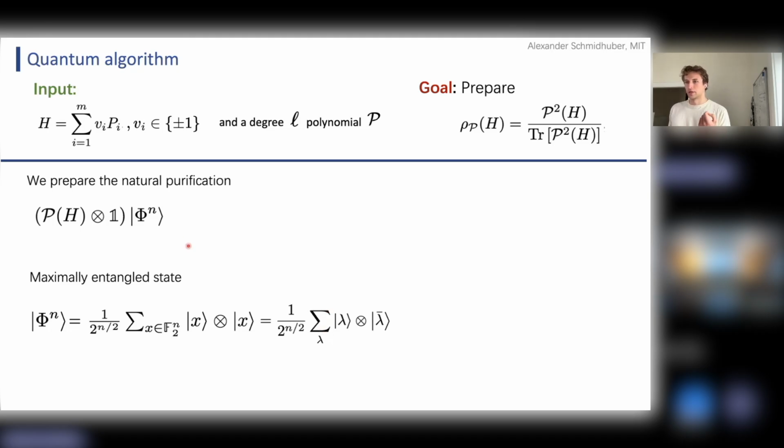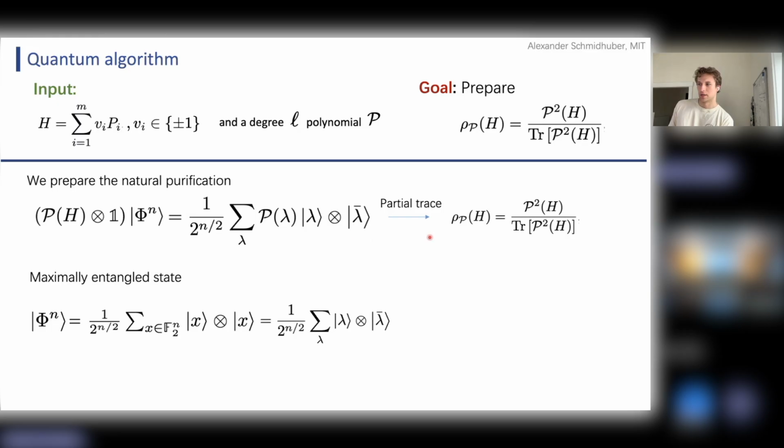So in particular, if you look at the eigenbasis of H, which are denoted by these lambdas, then the state looks basically the same. Here lambda bar is just the same vector as lambda, except the coefficients are complex conjugated. So this means that this state is really a purification of what I want, because if I rewrite it, it's easy to see that it takes this form. And then if I trace out the second register, I get exactly the density matrix I want.